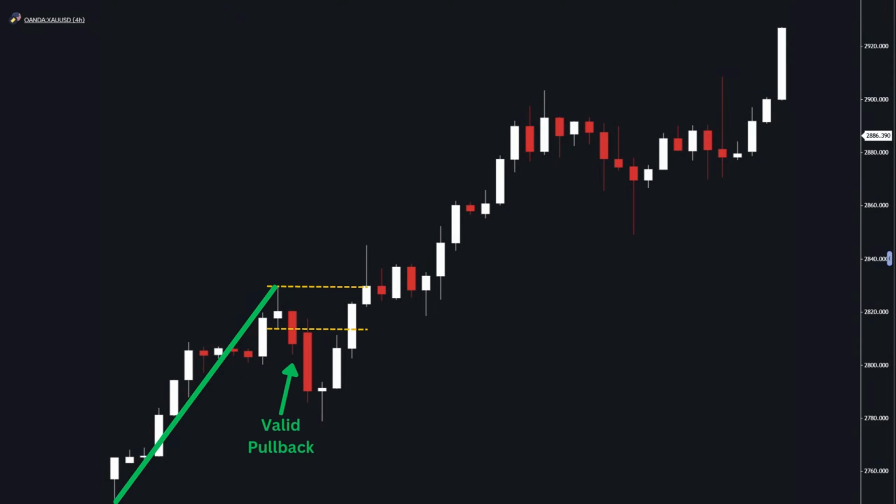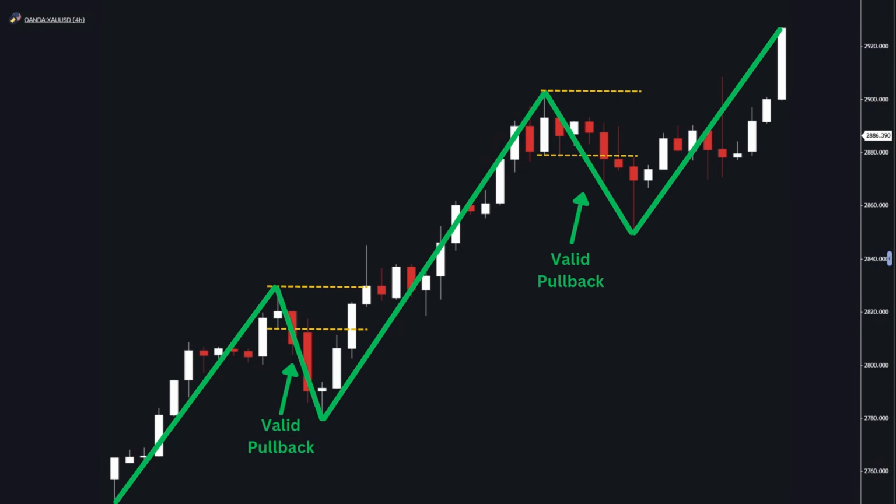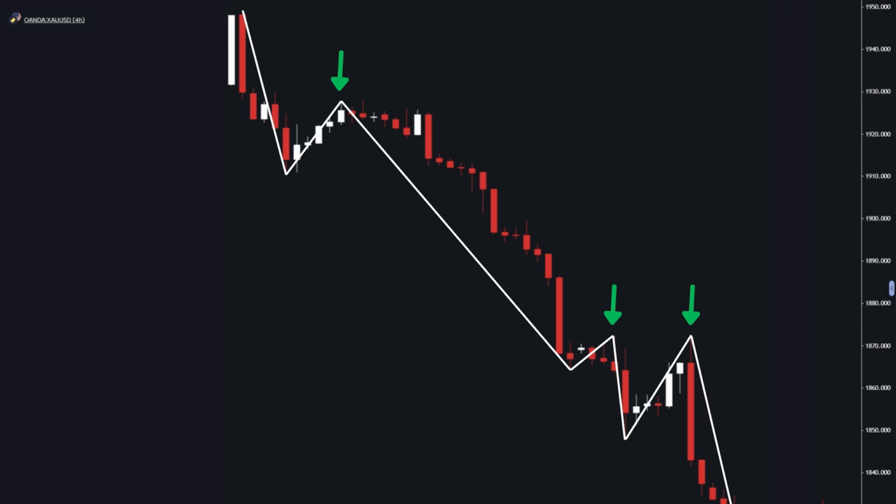Following, we have a clear valid pullback, because the low of this inverted hammer candle has been swept by these bearish candles. And once again we have this valid pullback that broke below the candle that created the latest higher high. In a downtrend, the price must take out the high of the previous candle that created the most recent low to confirm the pullback.